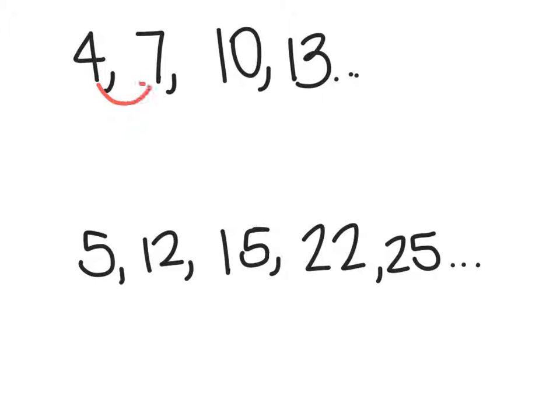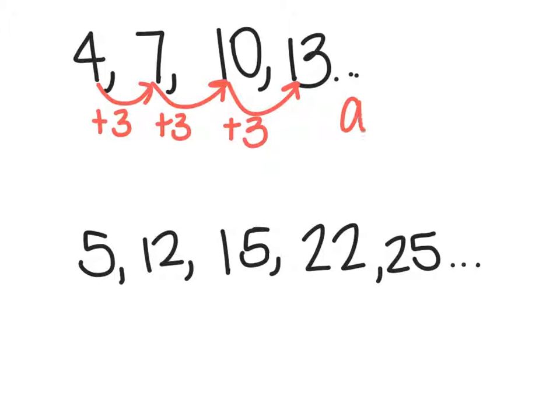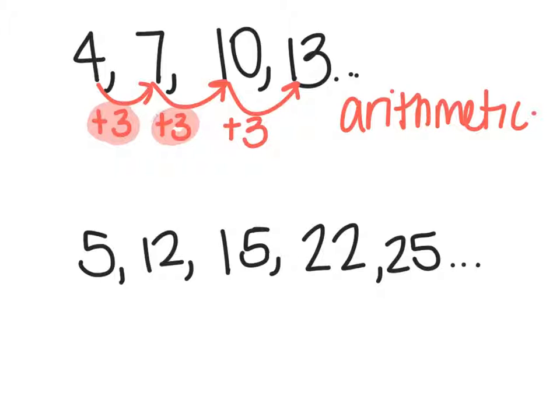Well, 4 to 7 is going up 3. 7 to 10 is going up 3. 10 to 13 is going up 3. So this is arithmetic. And the reason that it is arithmetic is because every time the common difference was 3. So for this particular sequence, we could also say that d equals 3.